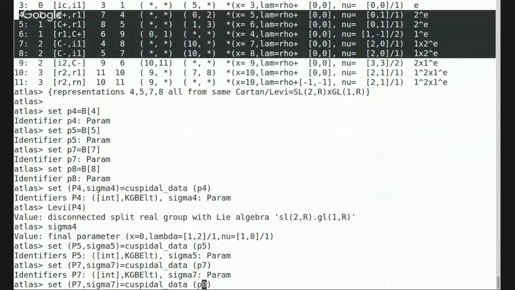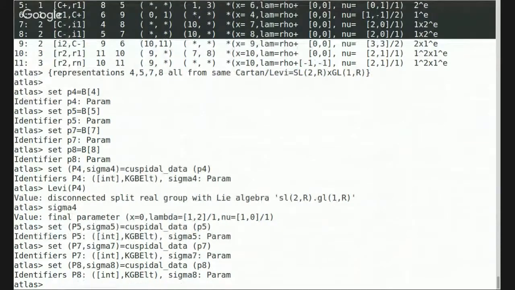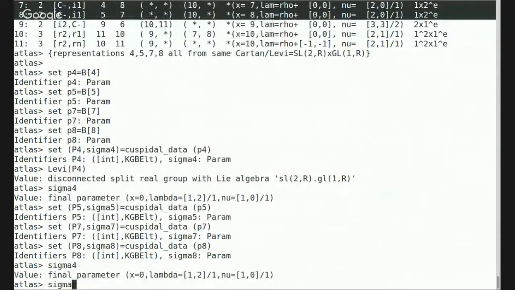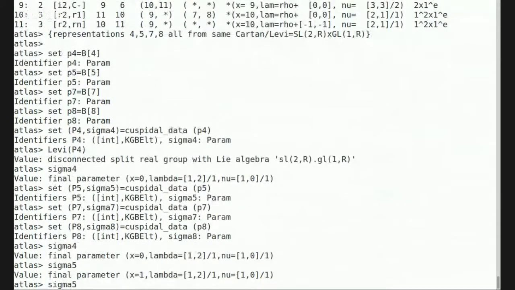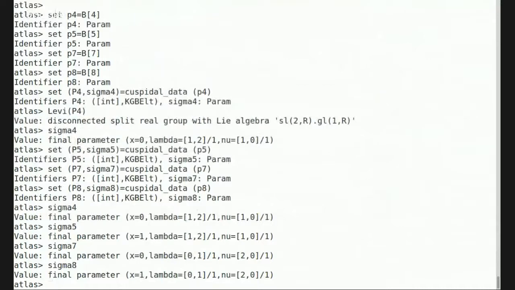And 8. Okay, so let's look at sigma 4, 5, 7, and 8. So what does this say?